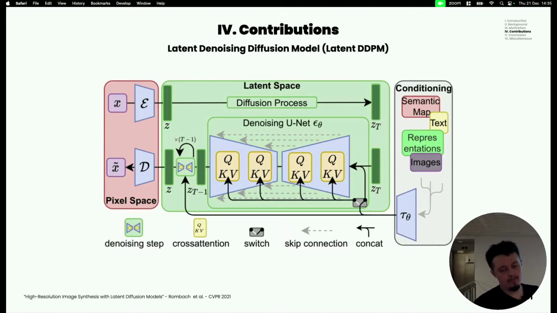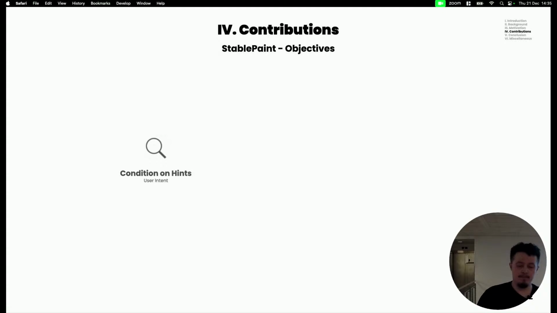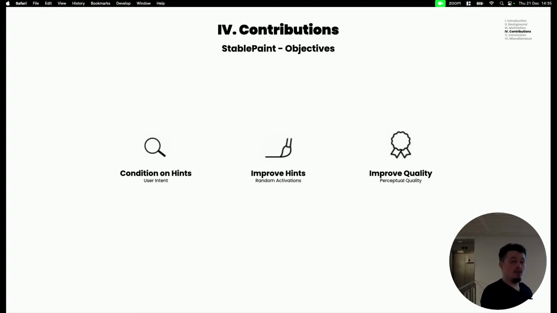And so we wanted to explore the use of such model in our new work, StablePaint, for which the objectives are the following. We wanted to see how we can condition such network on user input. We also, as previous work, wanted to improve the hints generation process. And finally, because those models are known to be better than GAN, we wanted to see if it can be applied to such a task.